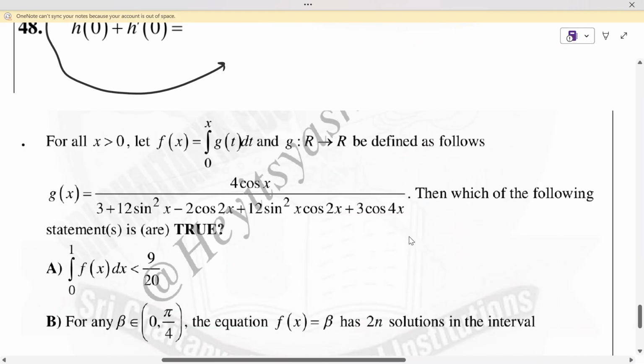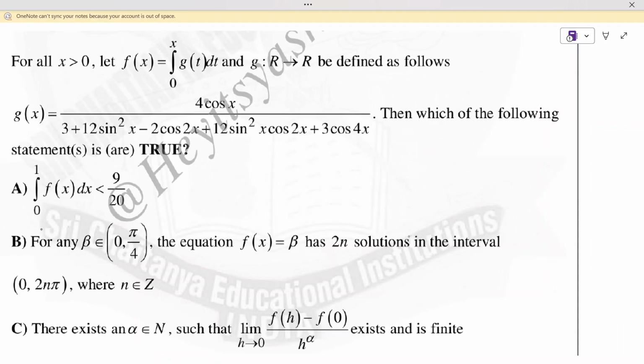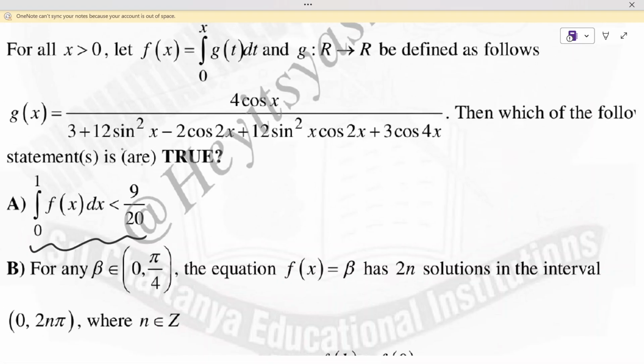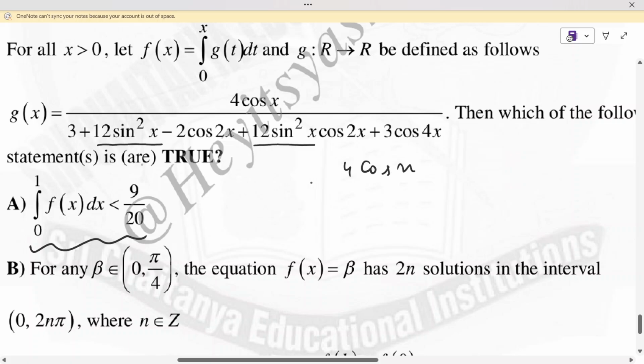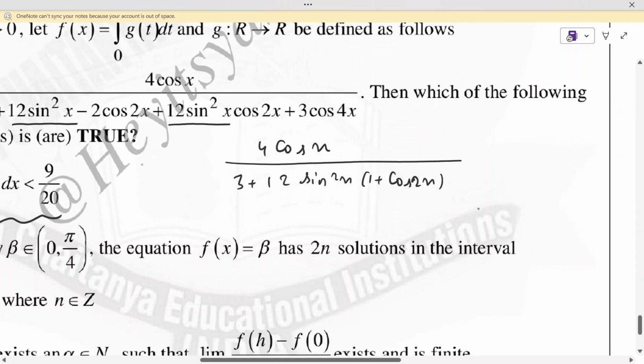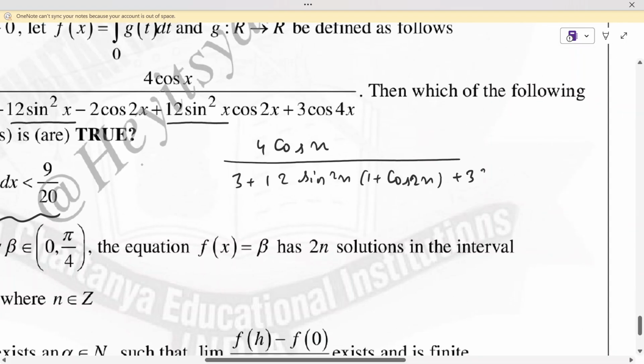This one has a limit on the integration, and g(x) is a particular expression. So let's try to simplify this: 12 sine square into cos, plus sine square, 1 plus cos 2x, plus 3 cos 4x, minus 2 cos 2x.